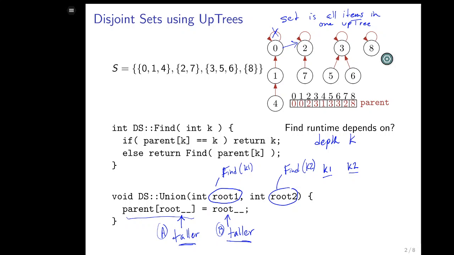Alternatively, I could do this way. Maybe I should do it in different colors, but I'm not going to. I could kill this thing and I could point it this way. That would be pointing the parent of the shorter to the parent of the taller. So which one of these 2 should be taller? Now it's more clear, maybe. B or A? B.